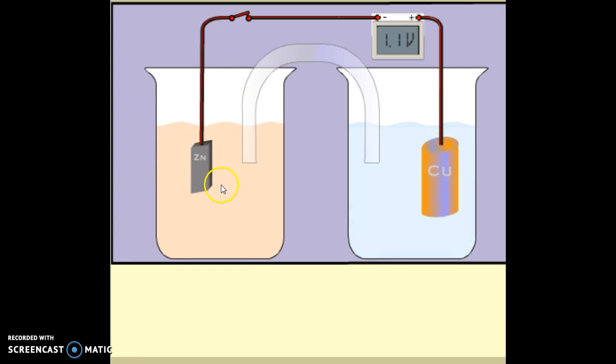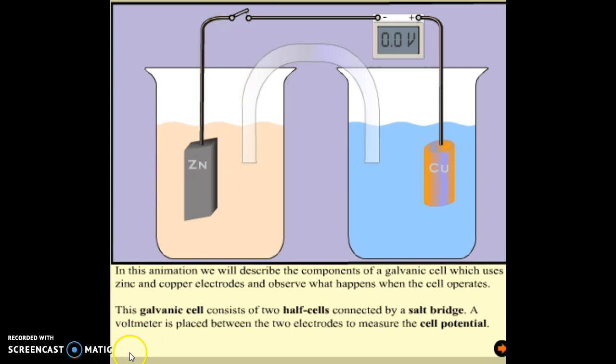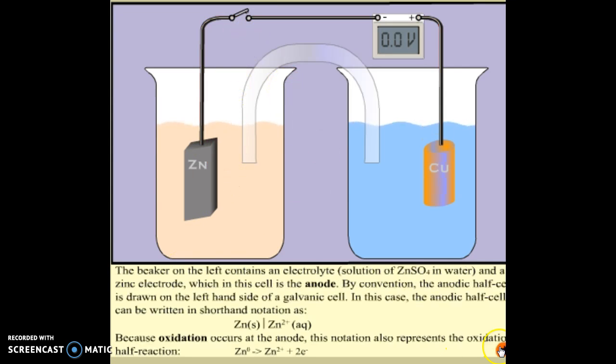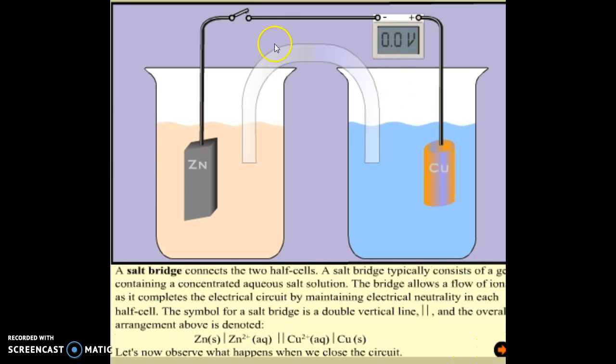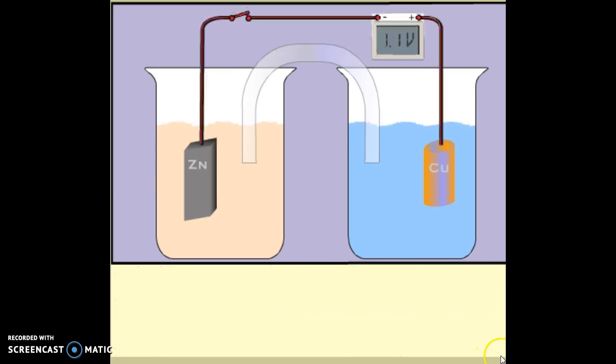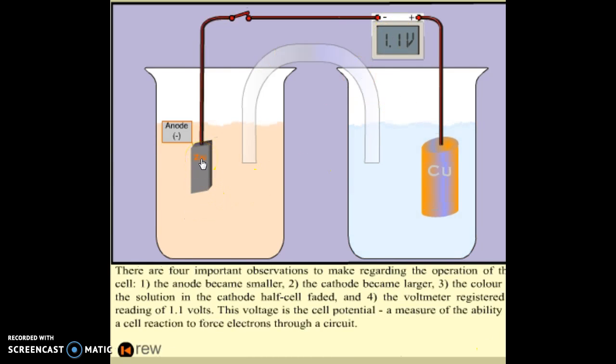You see, when we close this circuit, let's rewind and do that again. When we close this circuit, electrons are going to flow, so our voltage is about to go up. And then the zinc is getting smaller because it's going to zinc plus 2. But the copper is getting larger because the copper ions are forming copper solid.